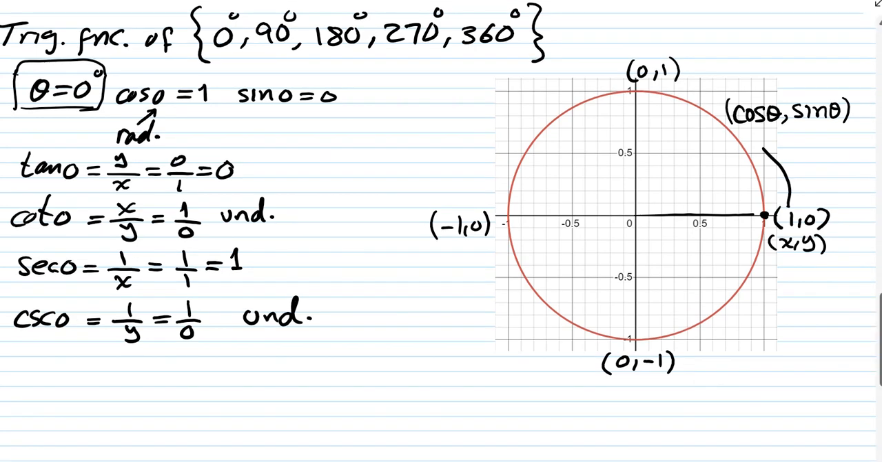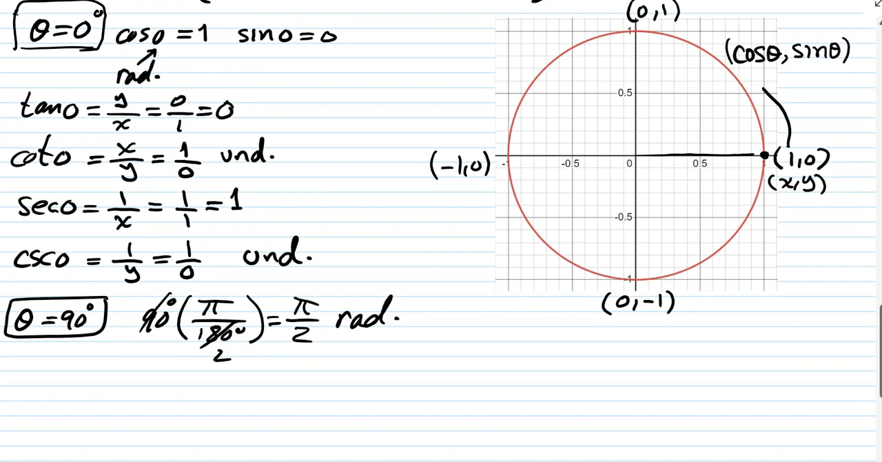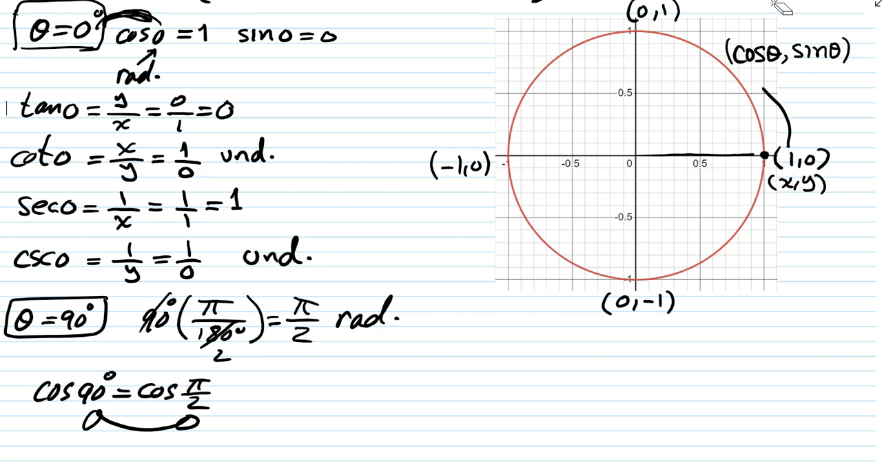But let's do it for theta equals 90 degrees. Now 90 degrees, if I convert degrees to radians by multiplying by pi over 180, is pi over 2 radians. Therefore, I can say that cosine of 90 degrees is equivalent to cosine of pi over 2. See, these are different: one is degrees, the other is a real number. That's what I was referring to, the zeros. Hopefully up here the 0 makes sense. One is real, the other is a degree measure.